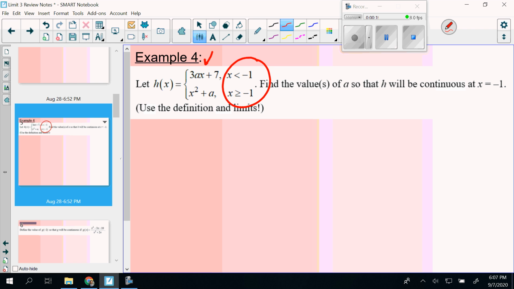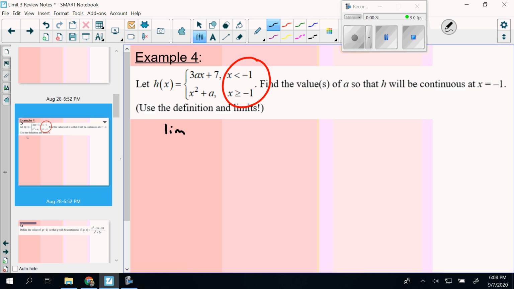These two functions on their own are definitely continuous. They're not rational functions or polynomials. So what we want to do is see, does that limit exist there as we approach -1 from both sides? So let's check our limits and see what we should get.